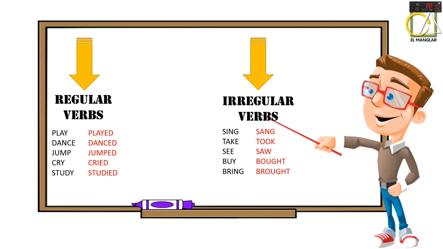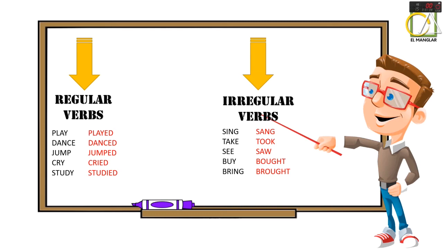Danced, regular, an ed at the end. Jump, cry, study. They are regular because they end in ed and they don't change too much, and we know them. When we see a regular verb in a sentence, we know that it's regular because of the ed at the end. On the other hand, we have irregular verbs that are those verbs that change their spelling when we write them. Okay, let's take a look.